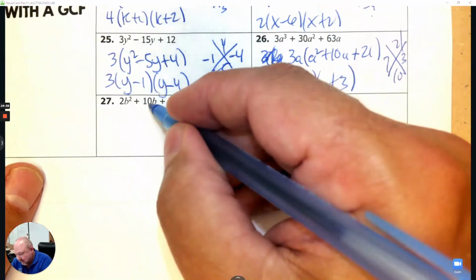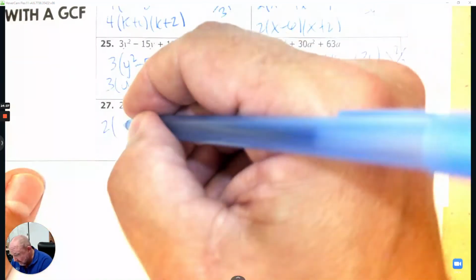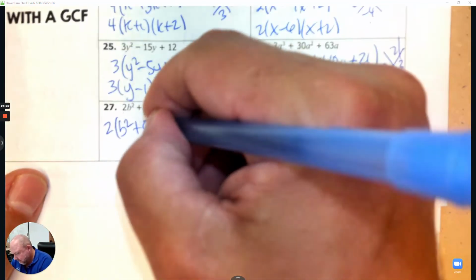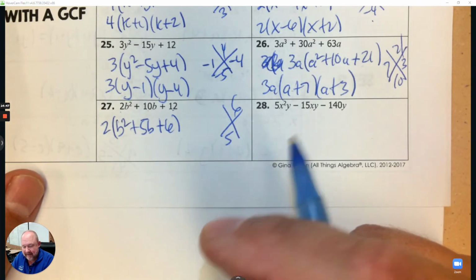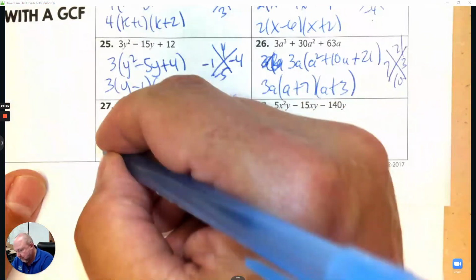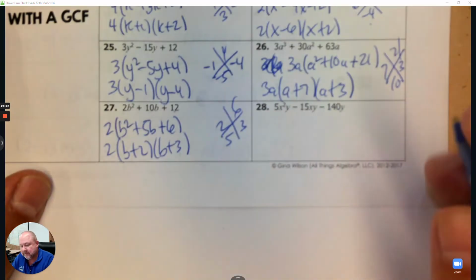Again, what do they all have in common? What number goes into all of them evenly? Then divide. Then I need to know two numbers that multiply to 6. And the same two numbers add to 5. So that's 2 and 3. So that's b plus 2, b plus 3.